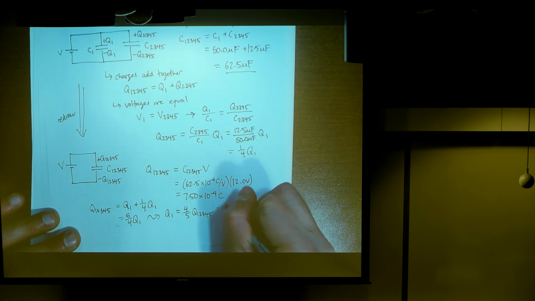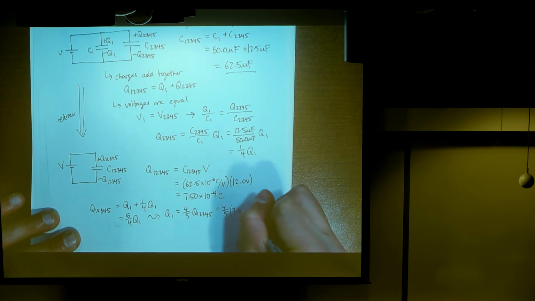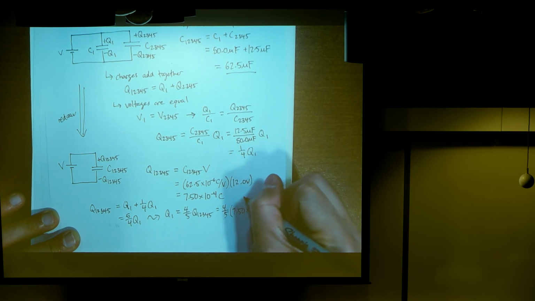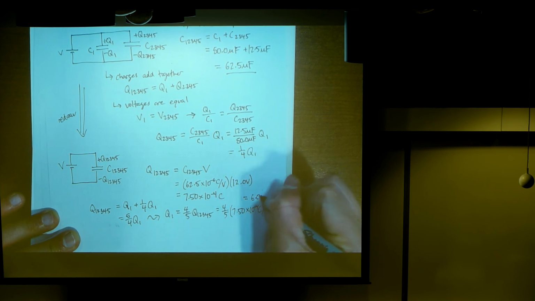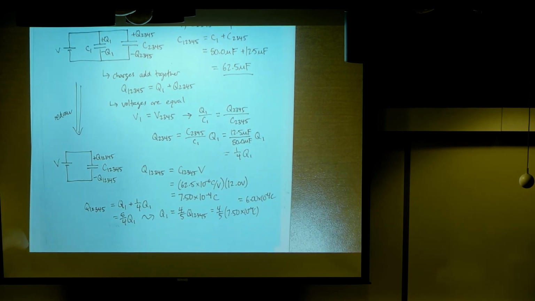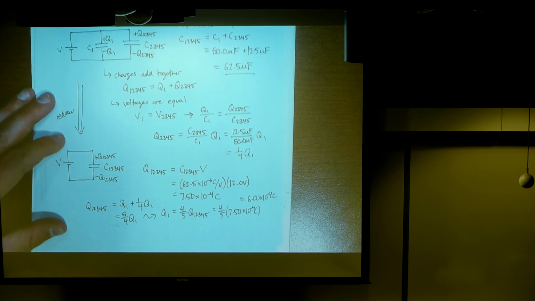So take 4/5 of what we just found, and what do you get? Yeah, that's just 6 times 10 to the minus 4 coulombs. Okay? Okay, let's do the rest.